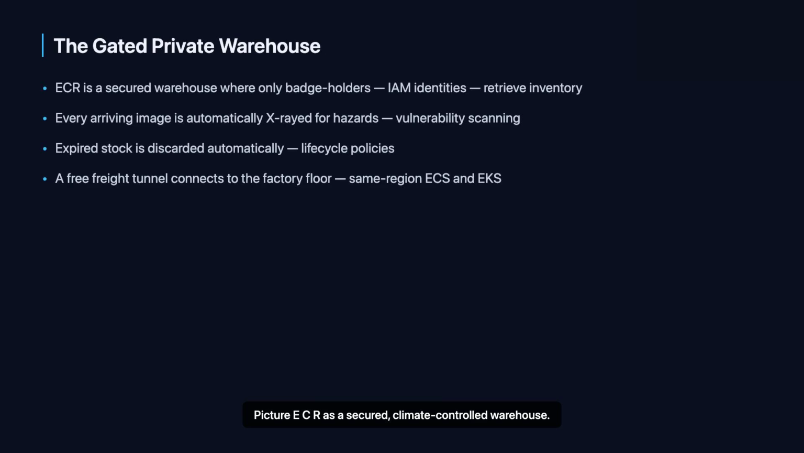Picture ECR as a secured, climate-controlled warehouse. Only badge holders, your IAM identities, can walk in and retrieve inventory. Every item that arrives gets automatically X-rayed for hazardous materials, which is the vulnerability scanning. Old and expired stock is discarded on its own through lifecycle policies. And there's a free freight tunnel running straight from the warehouse to the factory floor. Your same region ECS and EKS clusters, so shipping images is instant and free.